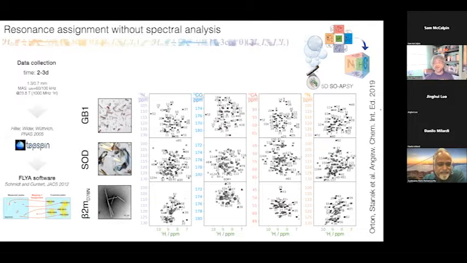Finally, here is an Angewandte paper where we demonstrated this approach a few years ago. You can collect data in 2-3 days and then paste into TopSpin. Run this through an APSY TopSpin module, get the peak list, feed the FLYA software, and automatically, without even spectral analysis, we can obtain the resonance assignment of this species. The species can be microcrystalline, but also fibrillar.